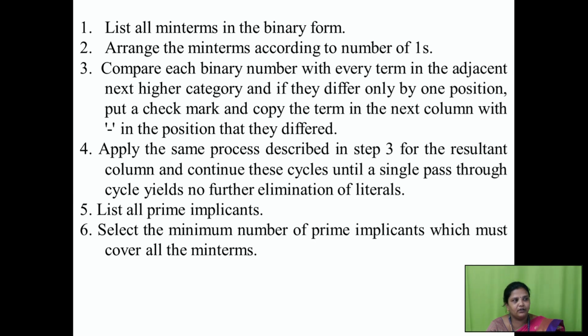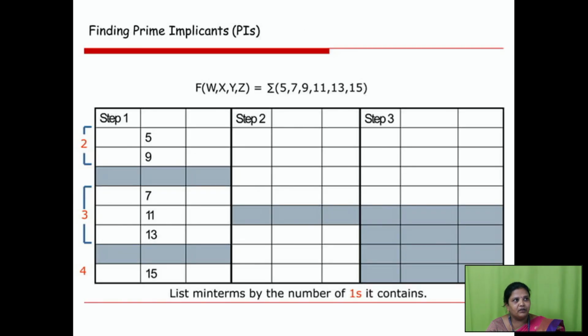So next we will see one example problem. The problem is we have to simplify the Boolean expression f of w, x, y, z equal to summation of 5, 7, 9, 11, 13, 15. First step, we have to list the minterms by the number of ones it contains.